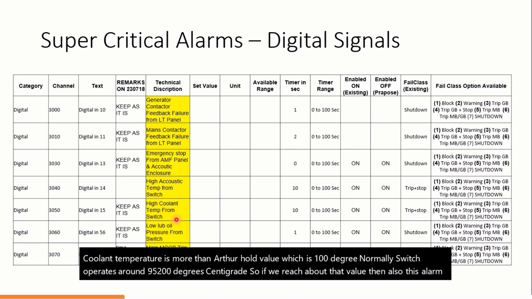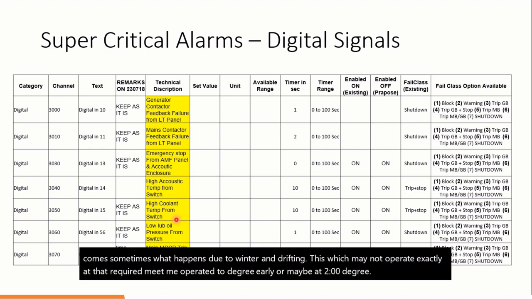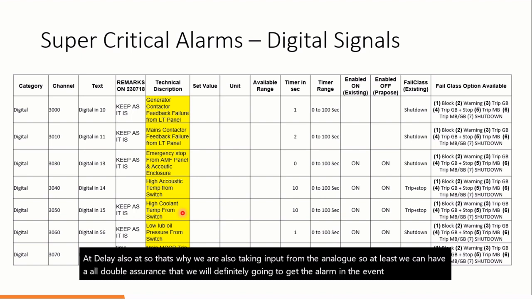Sometimes, due to wear and tear and drifting, the switch may not operate exactly at the required value. It may operate 2 degrees early, or maybe 2 degrees late. That's why we are also taking input from the analog. So at least we have double assurance that we will definitely get the alarm in the event of critical faults.